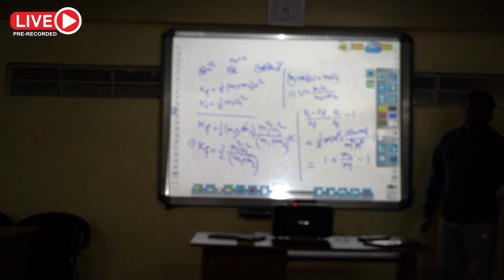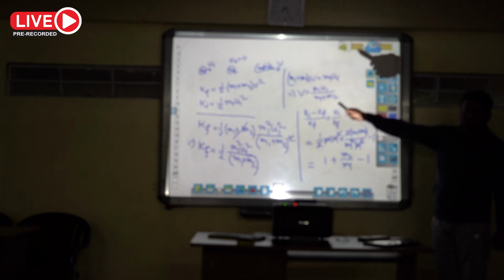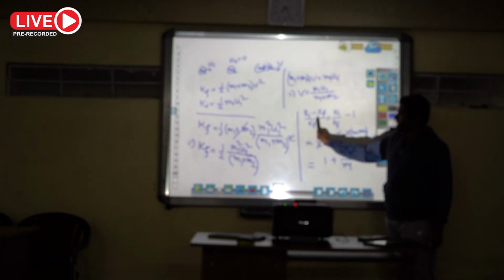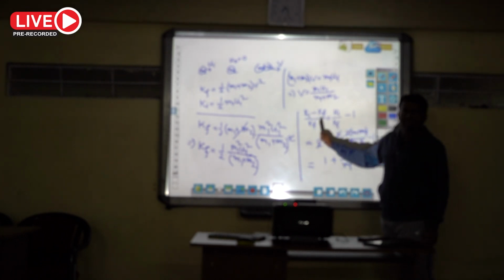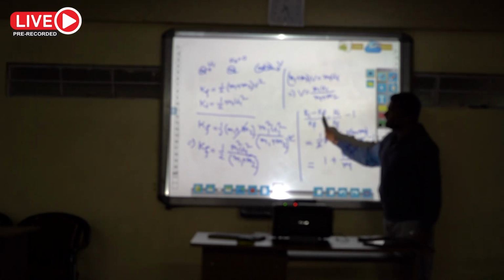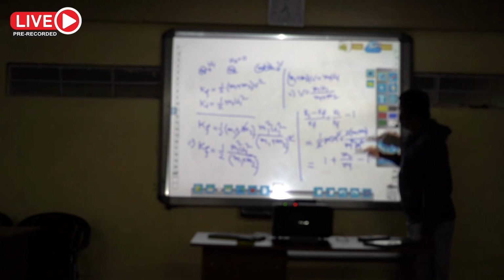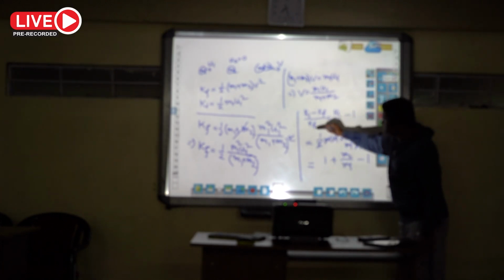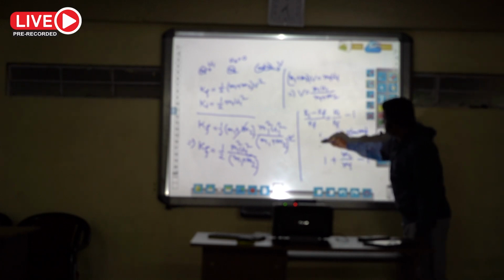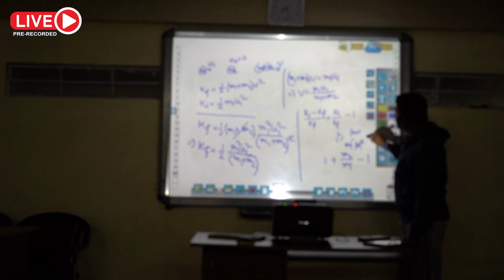Now if we want to calculate loss in kinetic energy of the neutron, because that is the neutron m1, what will be its loss in energy? Loss means initial is higher, final is lower. So Ki minus Kf, divided by Ki.